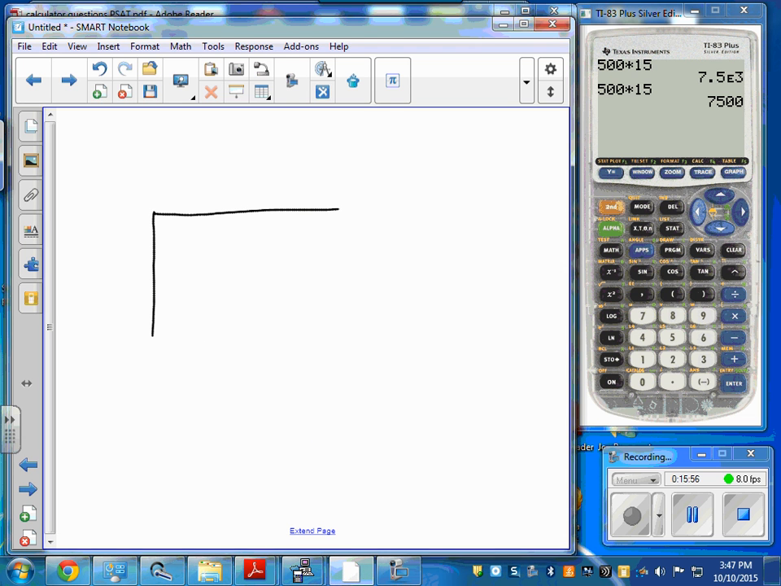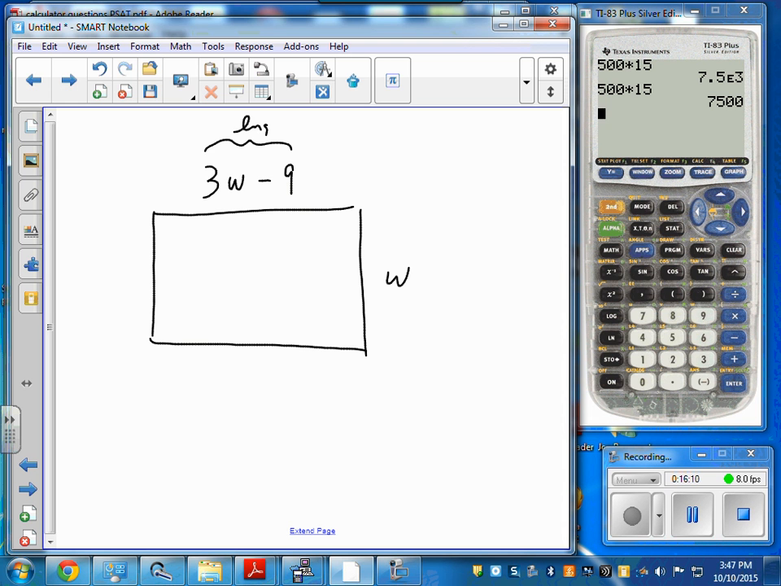So we have this rectangular garden. We don't know the width. We don't know the length either. But we do know the length is 9 feet less than 3 times the width. Okay, so this is our length, and it's 9 feet less than 3 times however wide it is. Okay, we also know that the area is 5670, and our task is to figure out what's the perimeter.